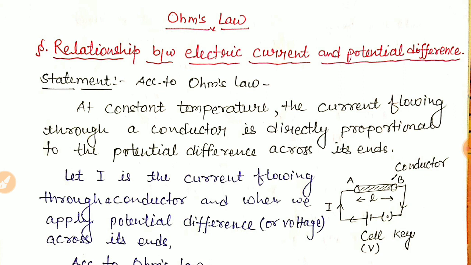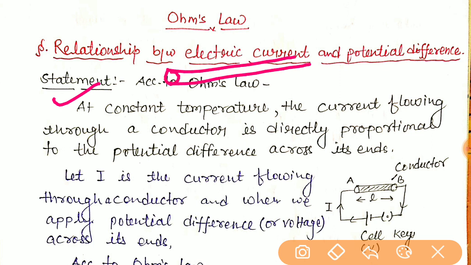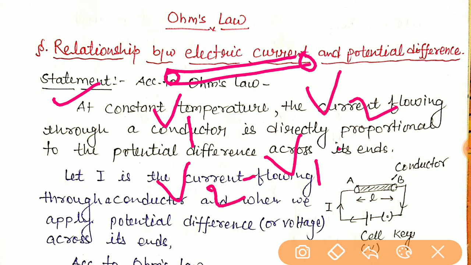at a constant temperature, actually there should be no variation in the temperature of the conductor, the current flowing through a conductor is directly proportional to the potential difference across its ends. Actually, we have a conductor like that, and one end has V1, the other V2, and V2 minus V1 is simply V, which is called the potential difference. I hope you understand this.